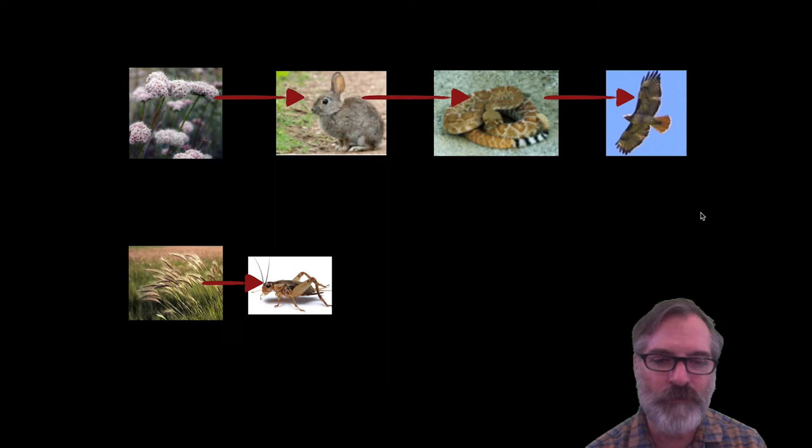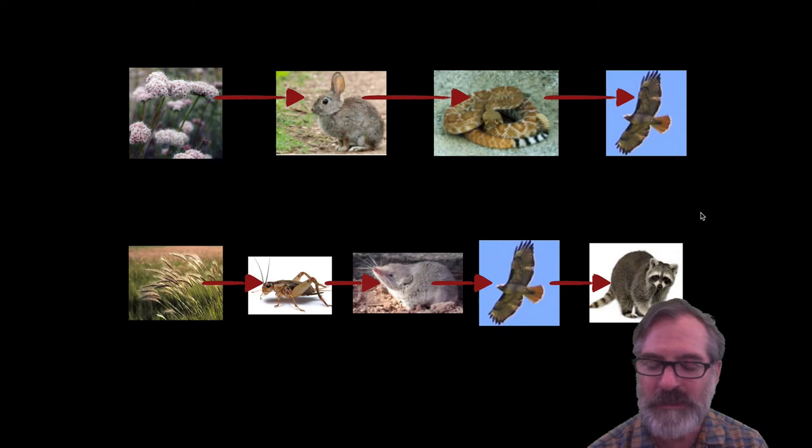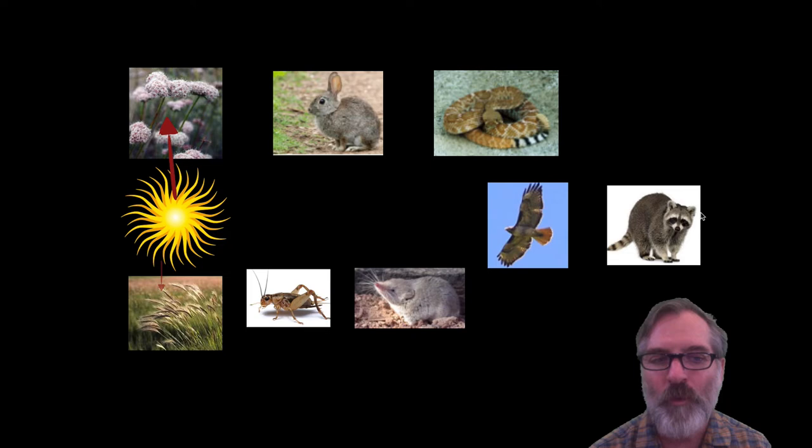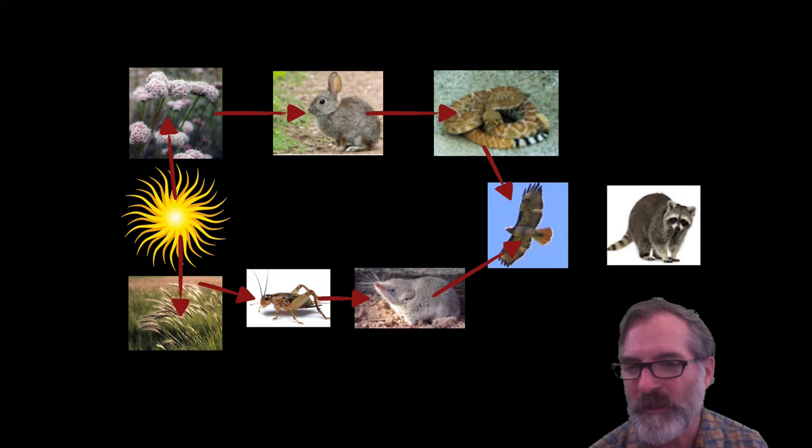And then a raccoon could sneak up on a red-tailed hawk and consume that, or if it was injured. All right, so these are two food chains. But when we connect them together, we make a food what? A food web, right? So again, you've got these different food chains, and as they're linked together, we call it a food web. It's very simple.